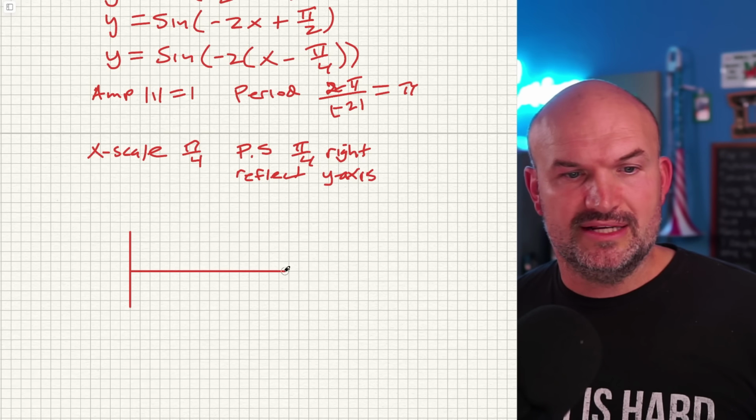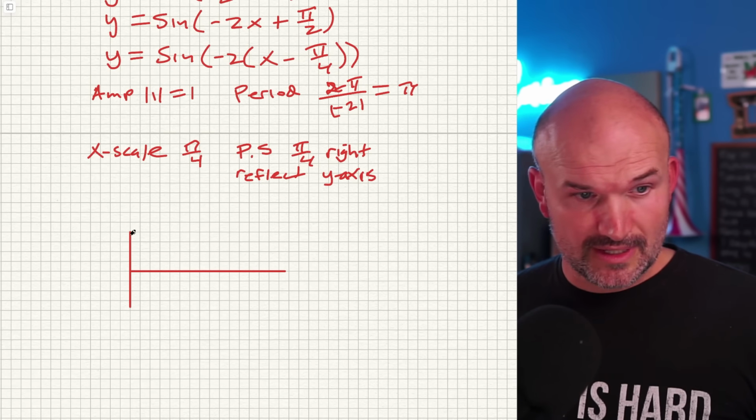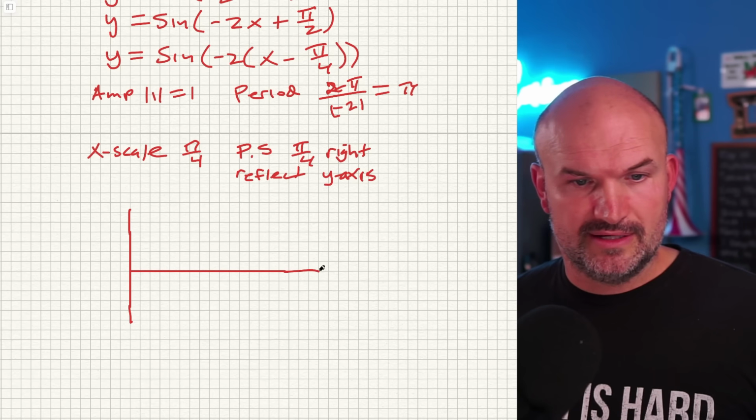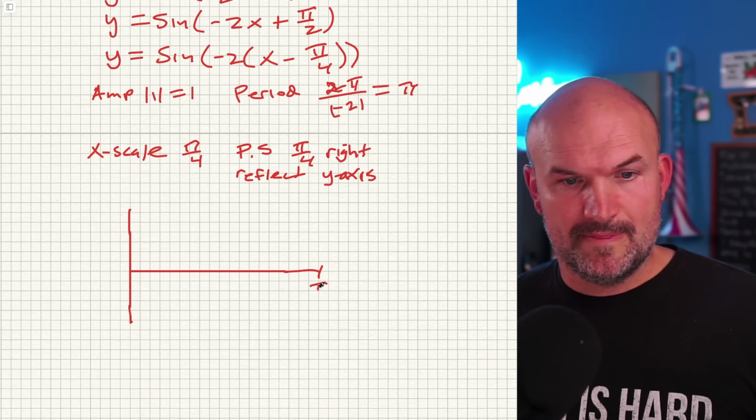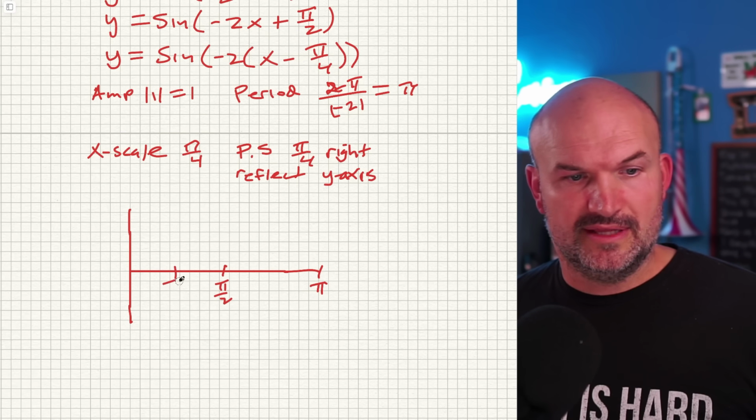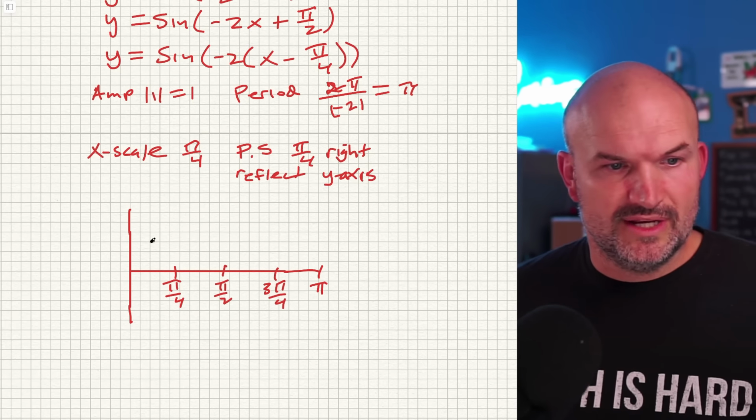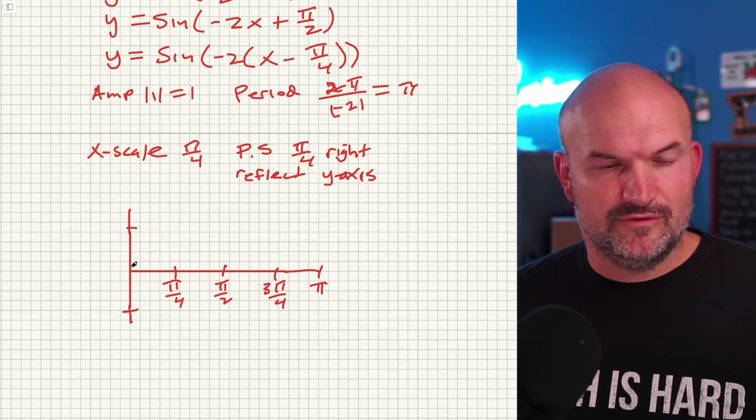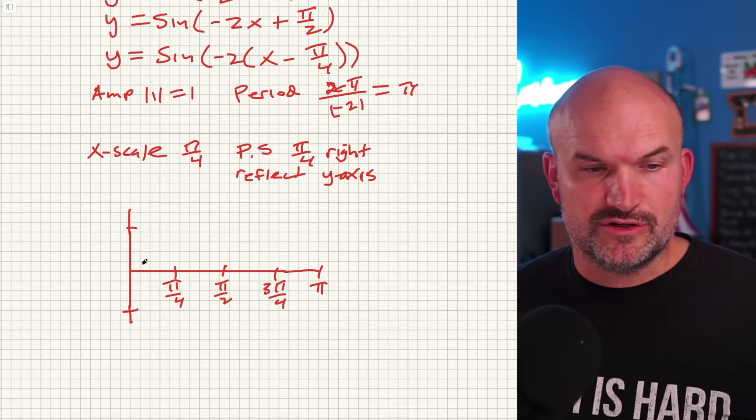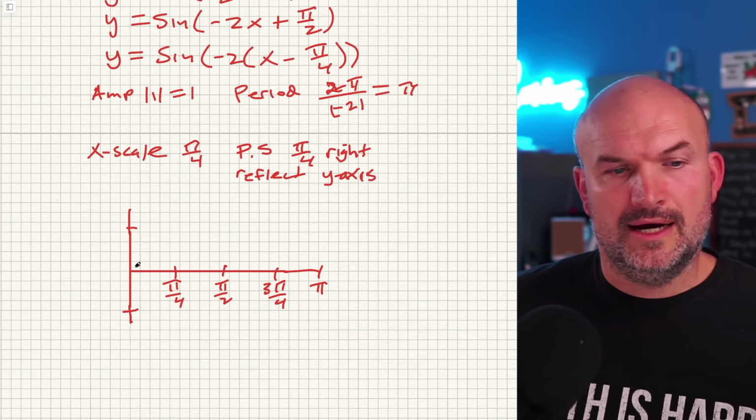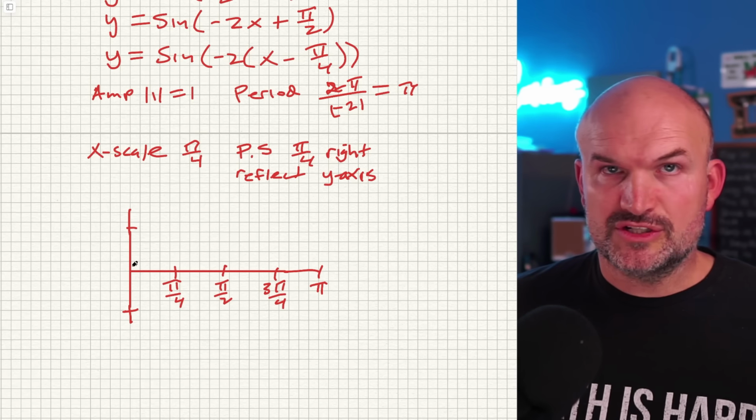So let's create a nice little x-axis. Let's go a little higher, a little lower. Let's say, all right, so that's going to be period is pi. And again, pi over 4, so that's going to be pi halves. That's pi over 4. And this is going to be 3 pi over 4. And amplitude is 1, so let's go up to 1, down to -1. And then for each transformation, I'm just going to use a different color.